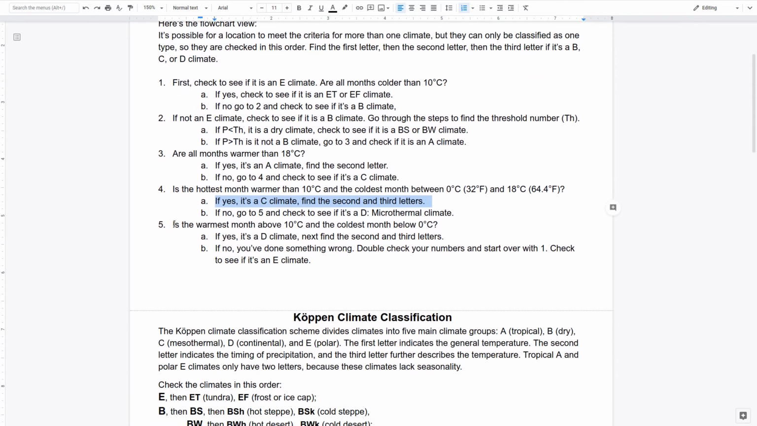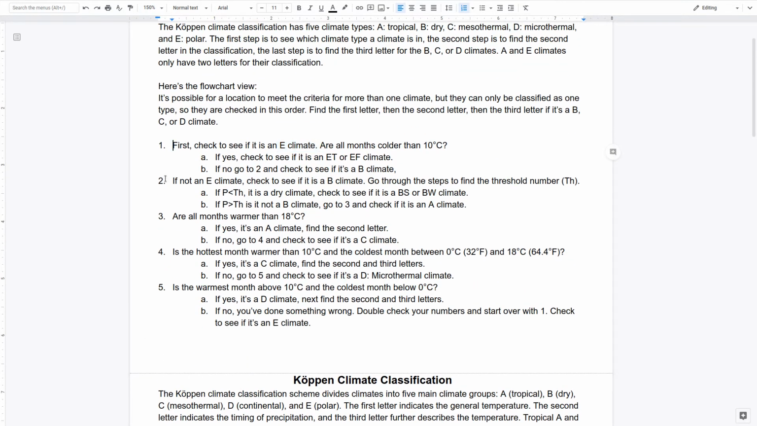So D climate is the warmest month above 10 and the coldest below 0. Yes, it's a D climate. If no, if you get to that step and you're all, well, no, actually, you did something wrong, go back to the E climates and start over again. So this part right here, I'm just showing you the criteria for the broad climate groups. E climates, B climates, C climates, D climates, and then E climates.